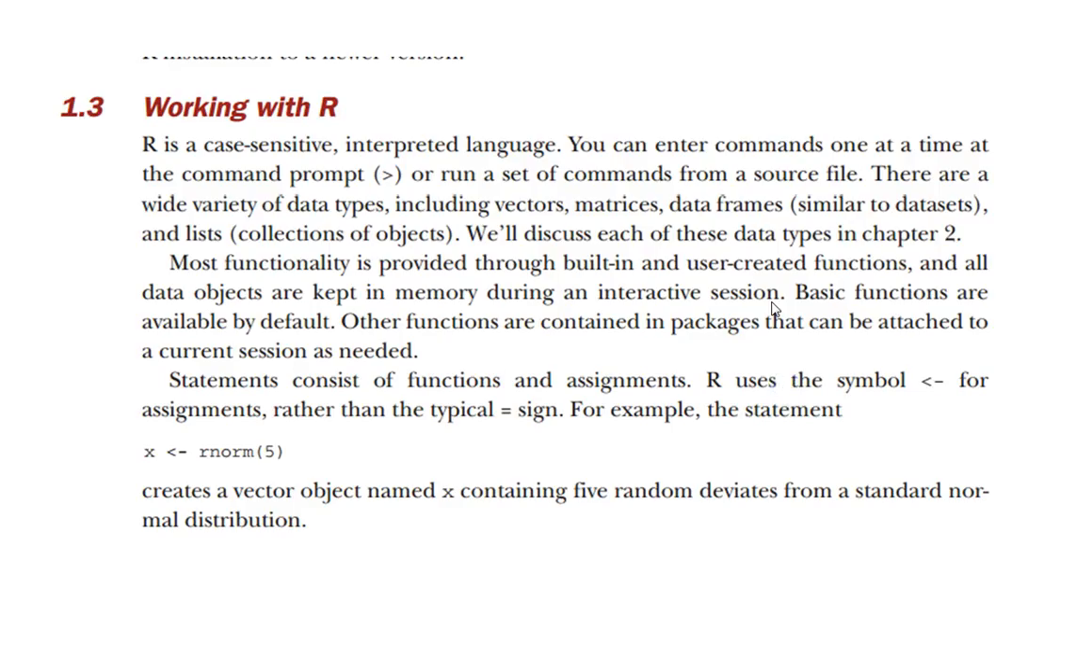Okay, working with R. R is case sensitive. What does that mean? Capital letters and small letters are different. An interpreted language. So in programming, there are usually two types of languages. There are languages like C, C++, and so on. And those are called compiled languages.